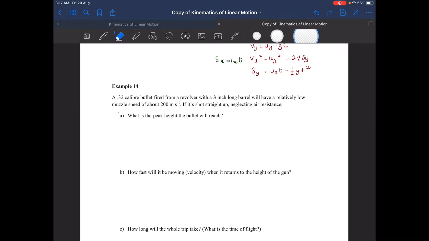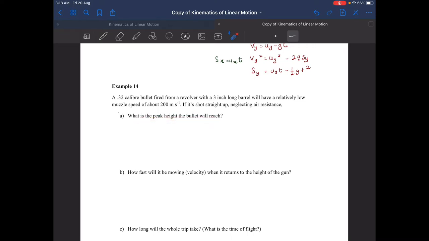Right, so a 0.32 caliber bullet, fired from a revolver or pistol with a 3-inch long barrel, will have a relatively low muzzle speed of 200 meters per second. So, if it's shot straight up, what is the peak height the bullet will reach?